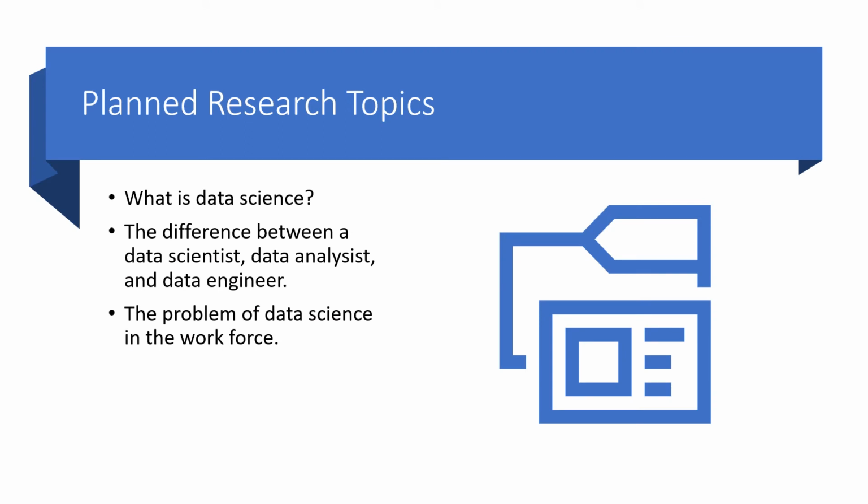My first research topic was, what is data science? Data science essentially is the manipulation and analyzation of data to find correlations and causation. My second topic was the difference between data scientist, analyst, and engineer. I essentially learned that a data scientist collects the data, an engineer maintains the data, and an analyst analyzes data. And my last research topic was the problem of data science in the workforce. After extensive research, I learned the main problem was communication between STEM fields and the business side.